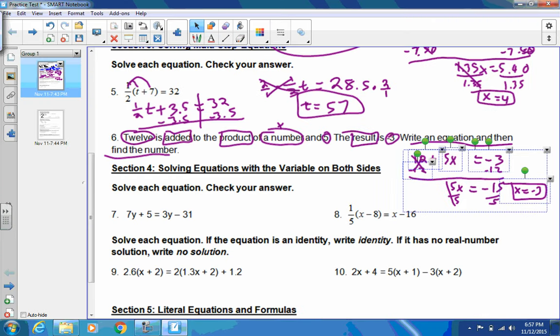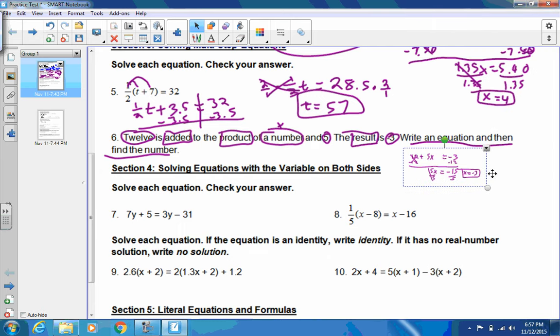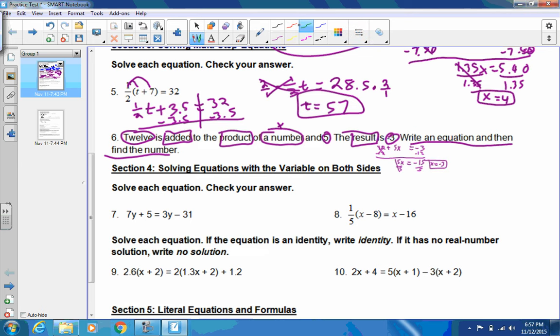Alright. I'm just going to make this a little bit smaller. Get this out of the way here a little bit. And I'm going to start using green.